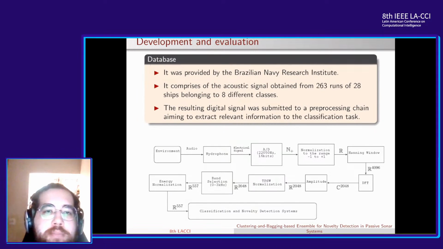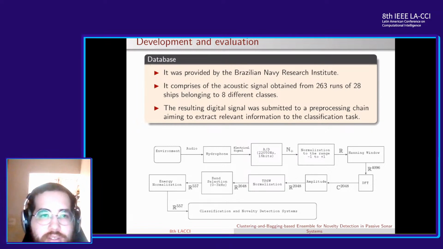The private database exploited in the experiment was provided by the Brazilian Navy Research Institute. It comprises acoustic signals obtained from 263 runs of 28 ships belonging to 8 different classes, typically denoted by letters due to security reasons. The acoustic signal is pre-processed with the signal pre-processing chain. Here, at the end of the chain, 557 from the 2048 available FFT values are selected, covering the frequency range from 0 to 3 kHz, relevant to classic discrimination.